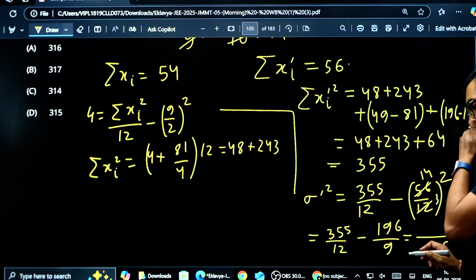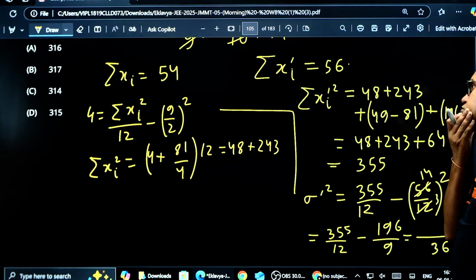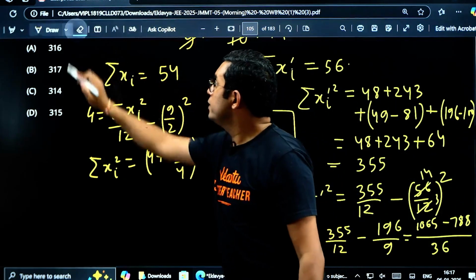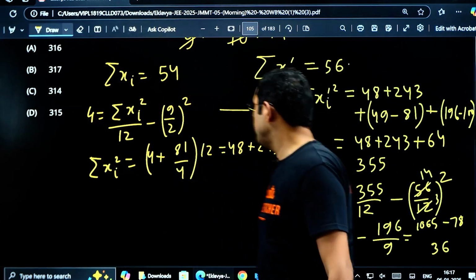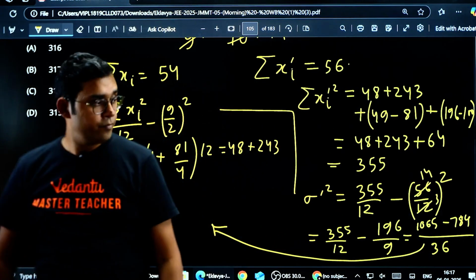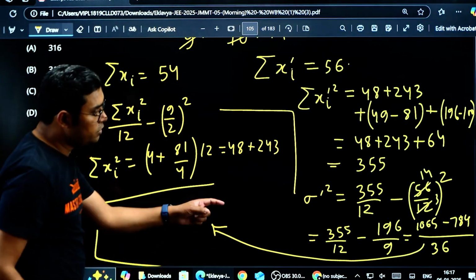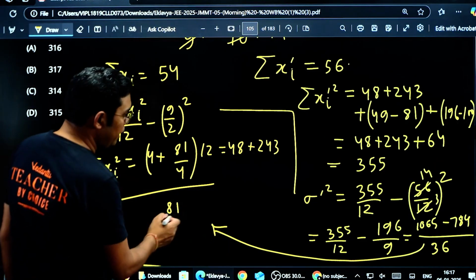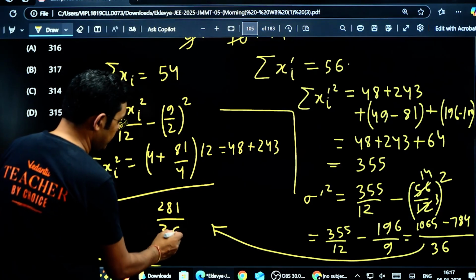So 3 times this will be 355 into 3, which is 1065, and this second term is to be multiplied by 4, so it will be 784. 16 I have to subtract, so 784. Now if we calculate, 1065 minus 784 is 281, so 281 upon 36 is the answer, that is M upon N.